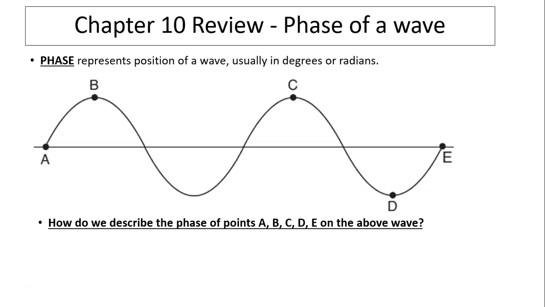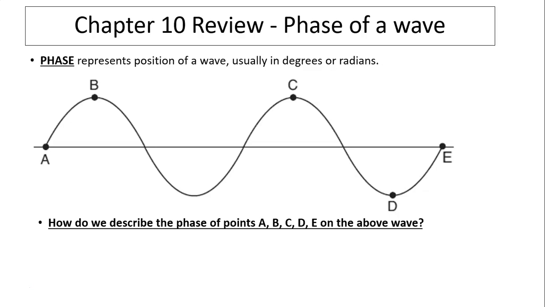So today I want to talk about phase of a wave. So what does phase mean? Phase usually is the points on the wave. It's the position of the points on the wave. Usually it is expressed in degrees or radians. So for example, we're given this wave. We have points A, B, C, D, and E. How do we determine the phase of each point?